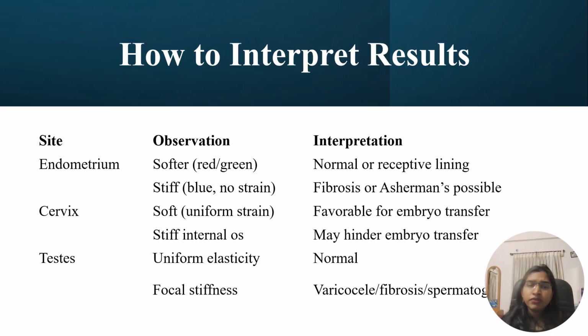Testis, if it is appearing with uniform elasticity, then it is normal. But if there is focal stiffness, then there can be a varicocele, fibrosis, or decreased spermatogenic potential.